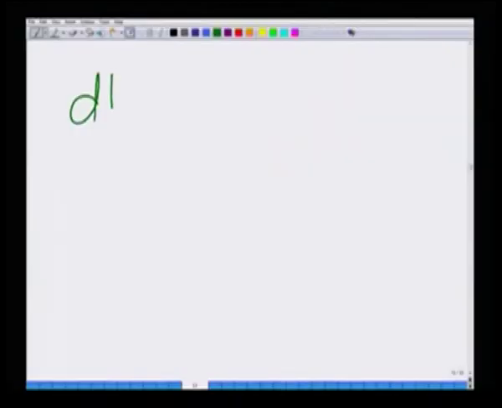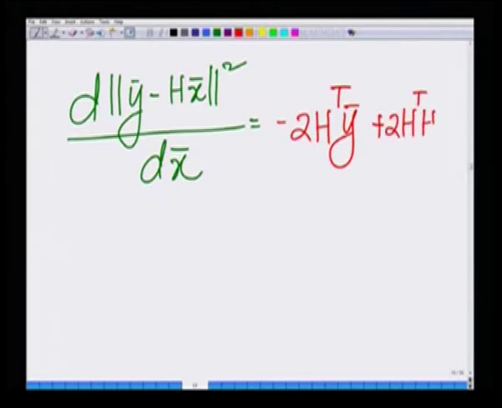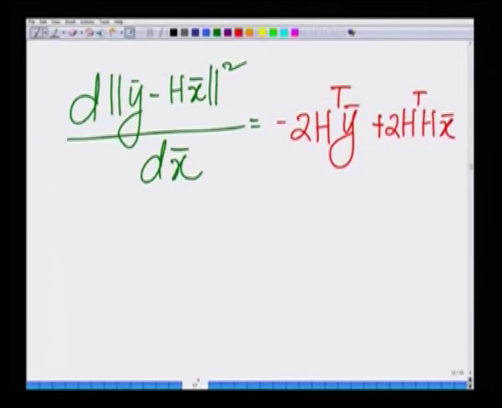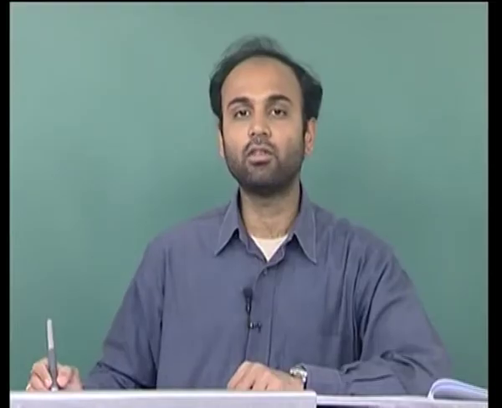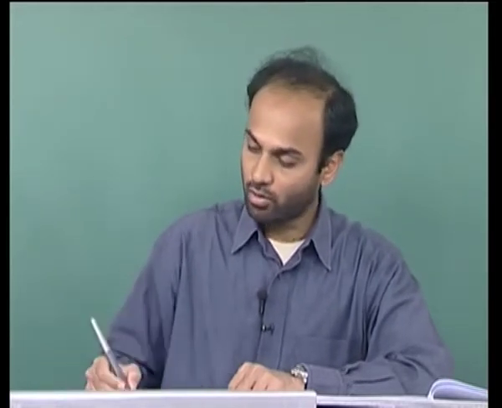So, d norm y bar minus h x bar whole square by dx bar equals minus 2 h transpose y bar plus 2 h transpose h into x bar. Now, as we clearly know, to find the minimum or to find the optimal value, we have to set the derivative equal to 0. That is what I am going to do.